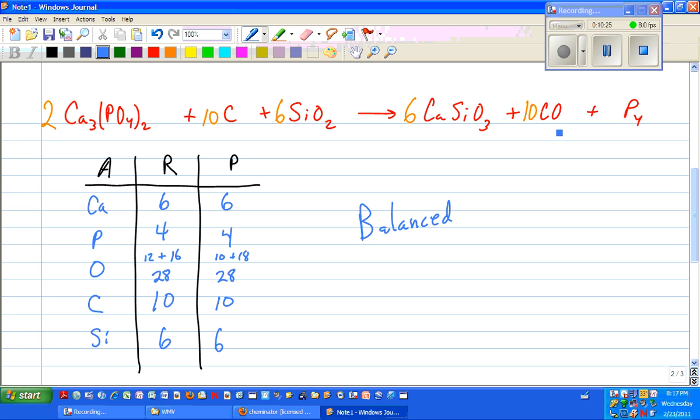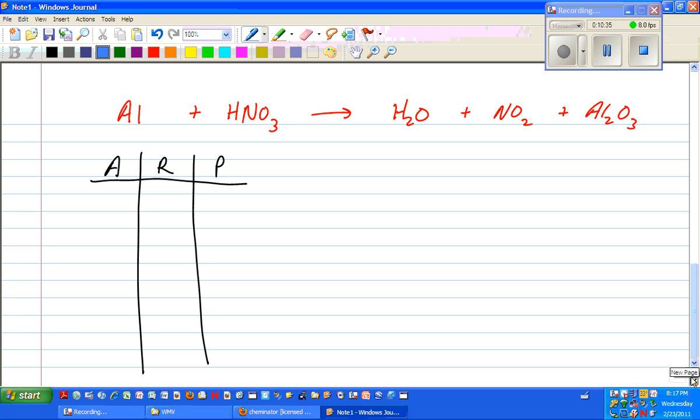A little trickier because I had to recognize that I had to do something to the carbon monoxide to get that to balance. Let's try one more. I've got my last example here. Let me go ahead and identify my atoms. I've got aluminum, I've got hydrogen, I've got nitrogen, and I've got oxygen. Aluminum, hydrogen, nitrogen, oxygen. Let's start counting.